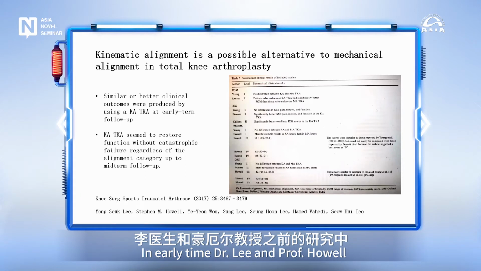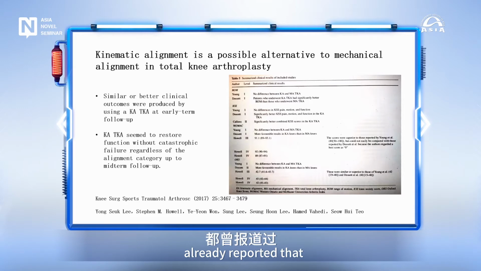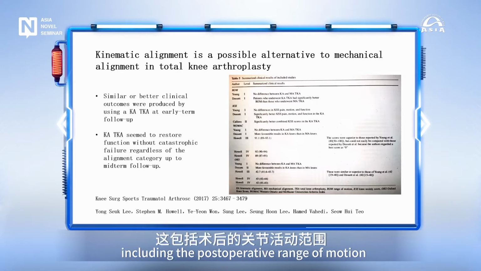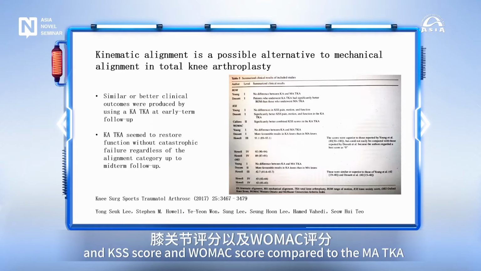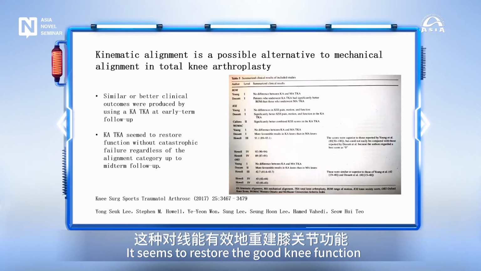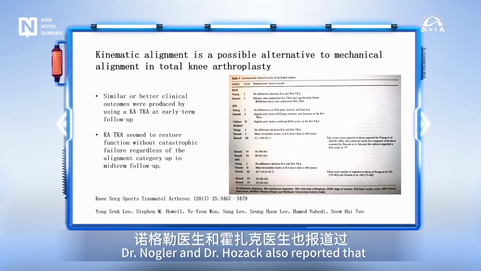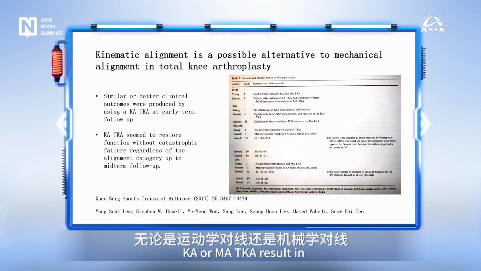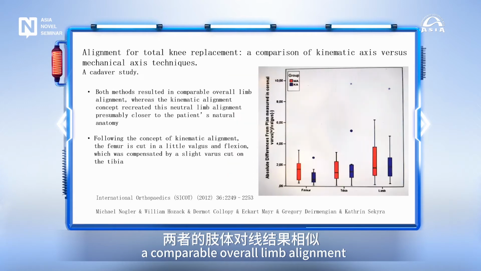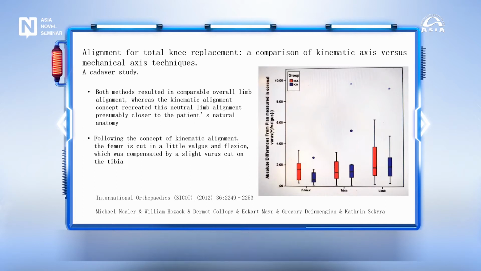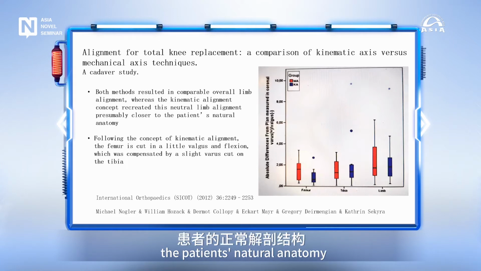In early work, Dr. Lee and Professor Howell already reported that KA TKA tends to have similar or better clinical outcomes, including post-operative range of motion, KSS score and Oxford score, compared to MA TKA. It seems to restore good knee function without catastrophic failure. And Dr. Nagro and Hozak also reported that KA and MA TKA result in a comparable overall limb alignment. Following KA TKA, the femur is cut in slight valgus and the tibia is cut in slight varus, which I think is close to the patient's natural anatomy.